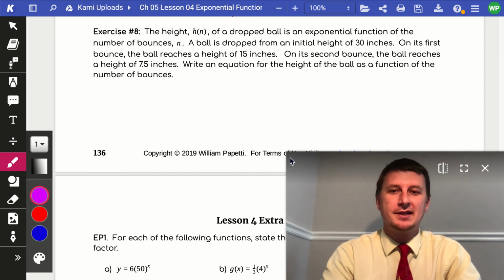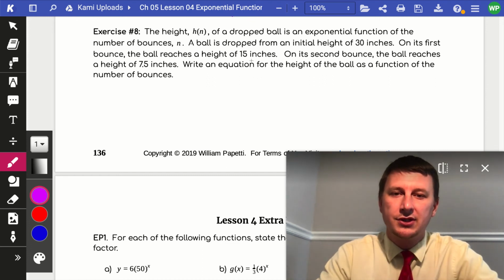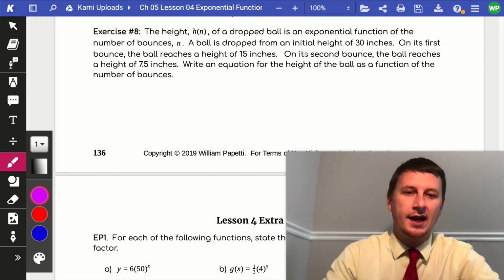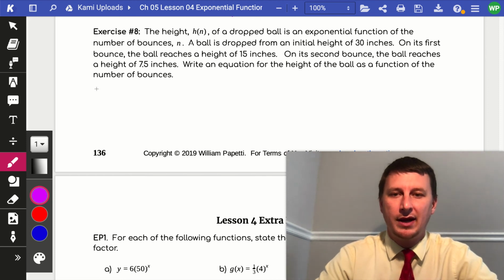To exercise number 8, that says the height, h of n, of a dropped ball is an exponential function of the number of bounces, n. A ball is dropped from an initial height of 30 inches. On its first bounce, the ball reaches a height of 15 inches. On its second bounce, the ball reaches a height of 7.5 inches. Write an equation for the height of the ball as a function of the number of bounces.